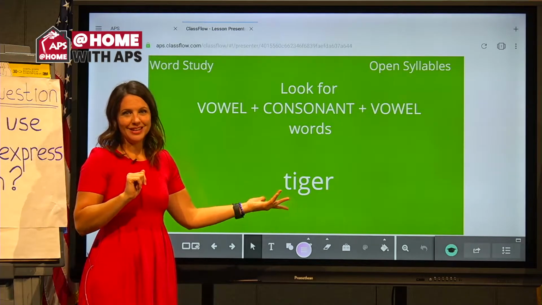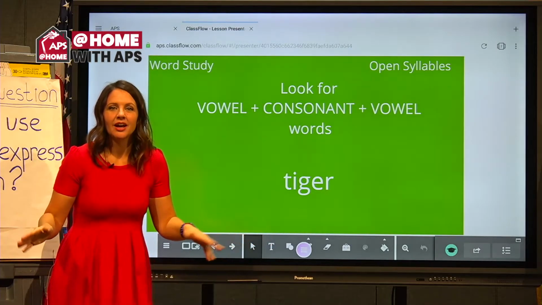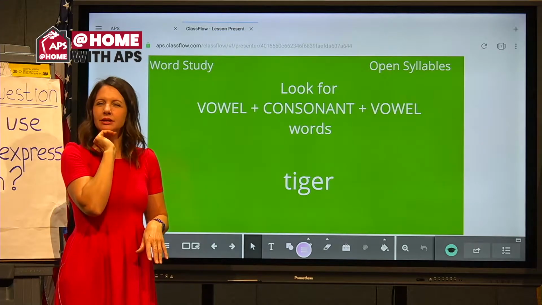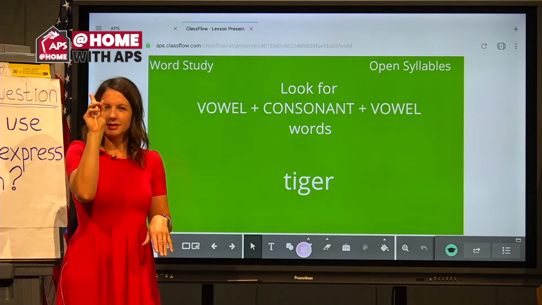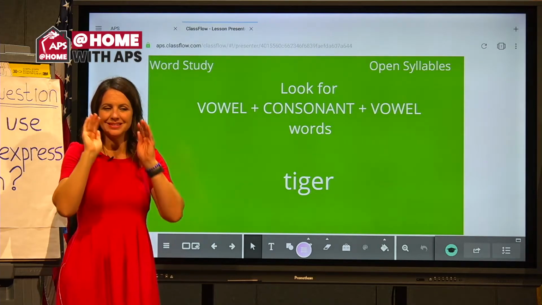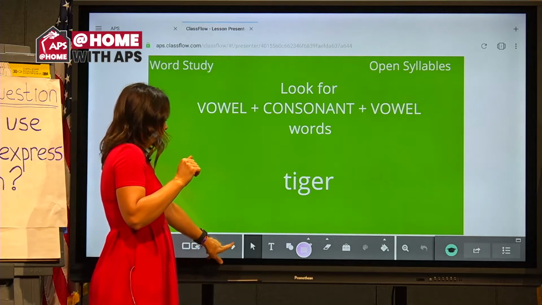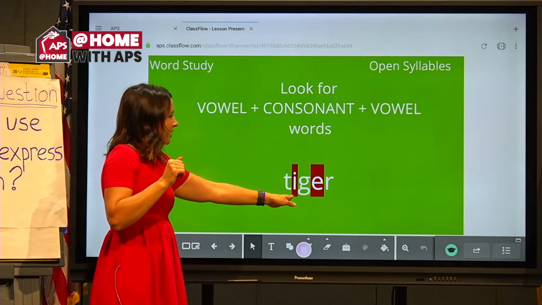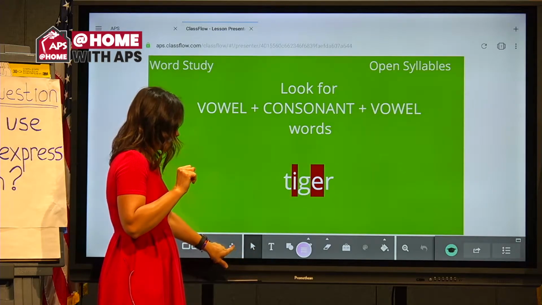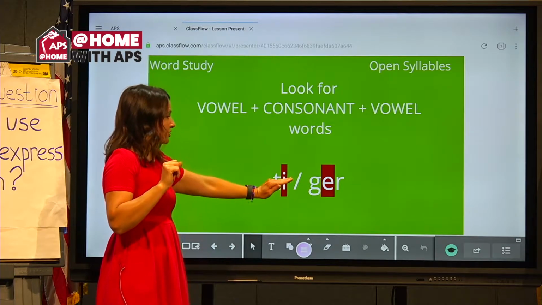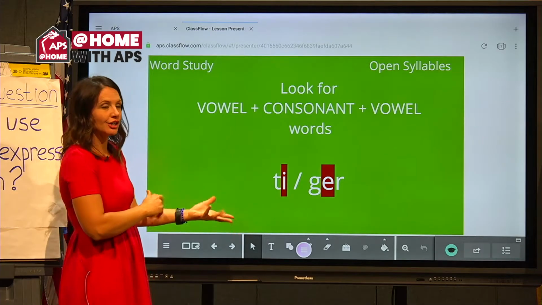Look at this word, tiger. Tiger, say it, tiger. Put your hand below your chin. Let's check the syllables. Tiger. Listen to that first syllable. Tie. I. There are two vowels with a consonant in the middle. The first syllable is an open syllable.